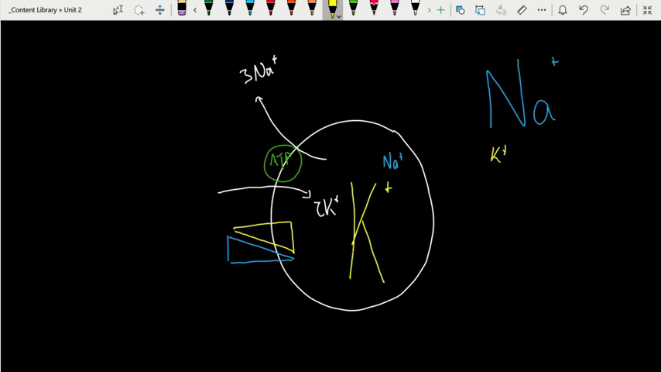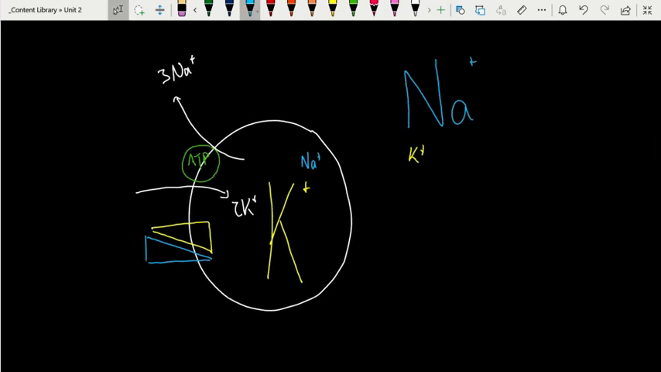We can actually put numbers to these. In a typical cell, the sodium concentration is going to be close to about 140 millimolar on the outside, and on the inside, it's going to be about 7 millimolar. If we look at potassium, it's almost equally as strong. We've got 135 millimolar on the inside and about 10 millimolar on the outside. This helps us understand the basis of these two gradients.